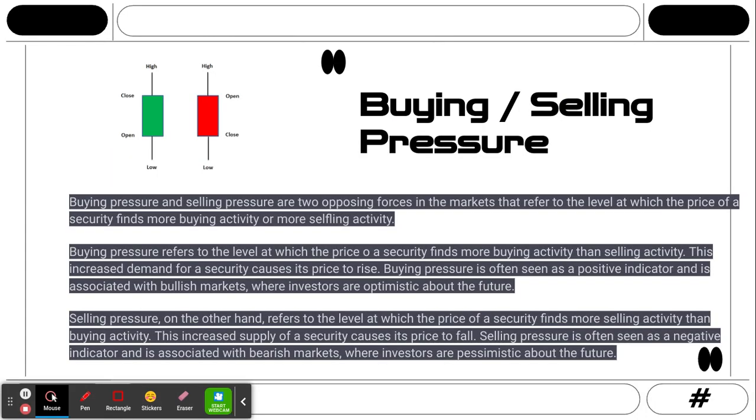All right. So buying and selling pressure. What is buying and selling pressure? Buying pressure and selling pressure are two opposing forces in the markets that refer to the level at which the price of an asset finds more buying activity or more selling activity.